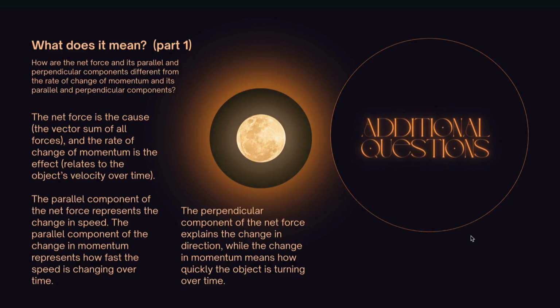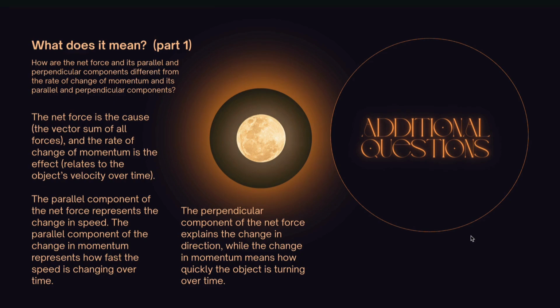Additional questions. How are the net force and its parallel and perpendicular components different from the rate of change of momentum and its parallel and perpendicular components? By definition, the net force is the cause, meaning it's the vector sum of all forces, and the rate of change of momentum is the effect, meaning it relates to the object's velocity over time.